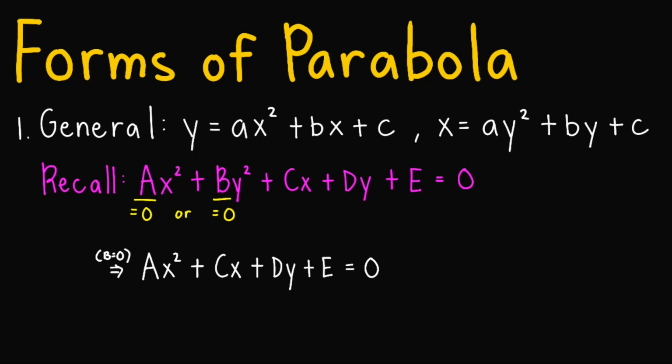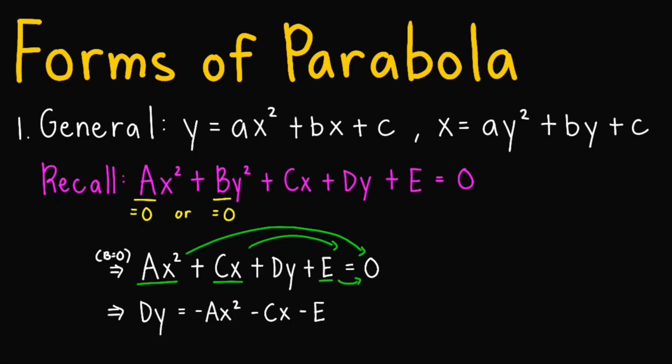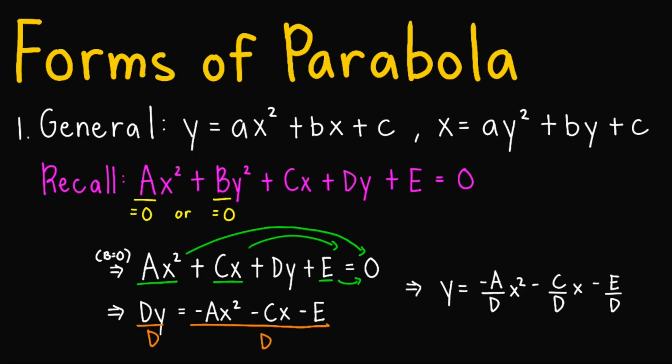Now in here, our goal is to isolate dy on the left. So we'll move ax squared, cx, and e to the right to obtain dy equals negative ax squared minus cx minus e. Then we can divide d on both sides of the equation to obtain y equals negative a over d x squared minus c over d x minus e over d.